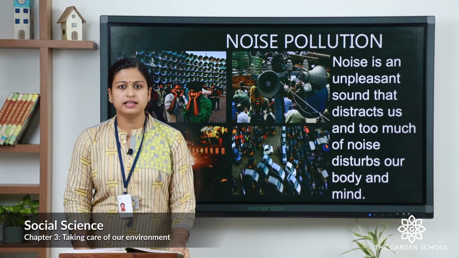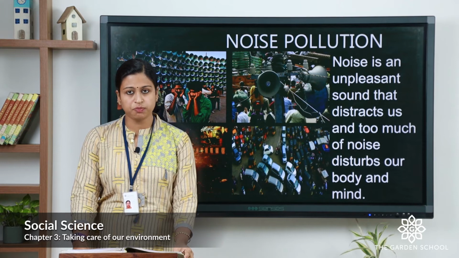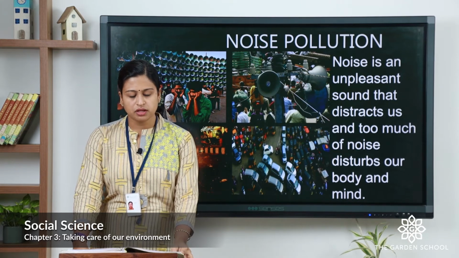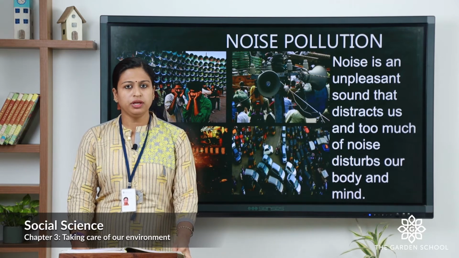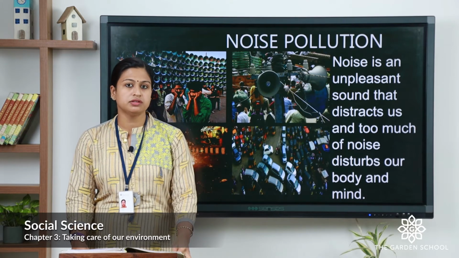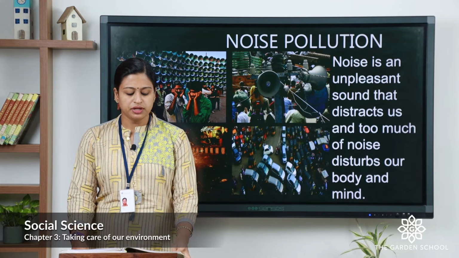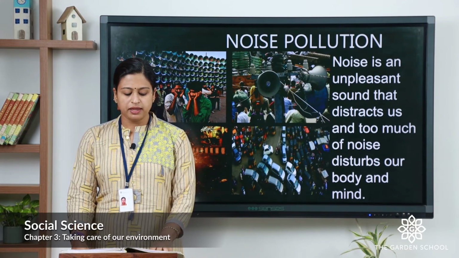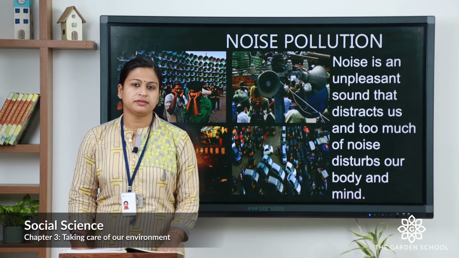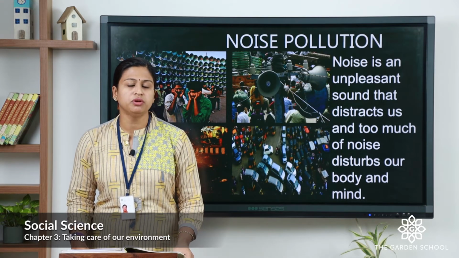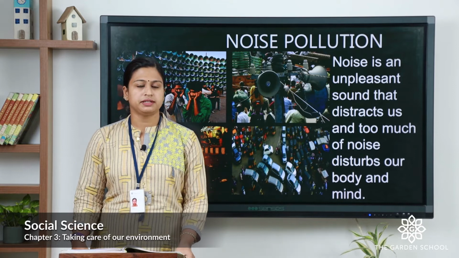Now, there is a life skill activity in your textbook, page number 22. The question is, you must have seen people blowing horns loudly outside your school. You have to share with your parents at least one way in which you can make them understand. You have to note it down in your notebook with proper date.